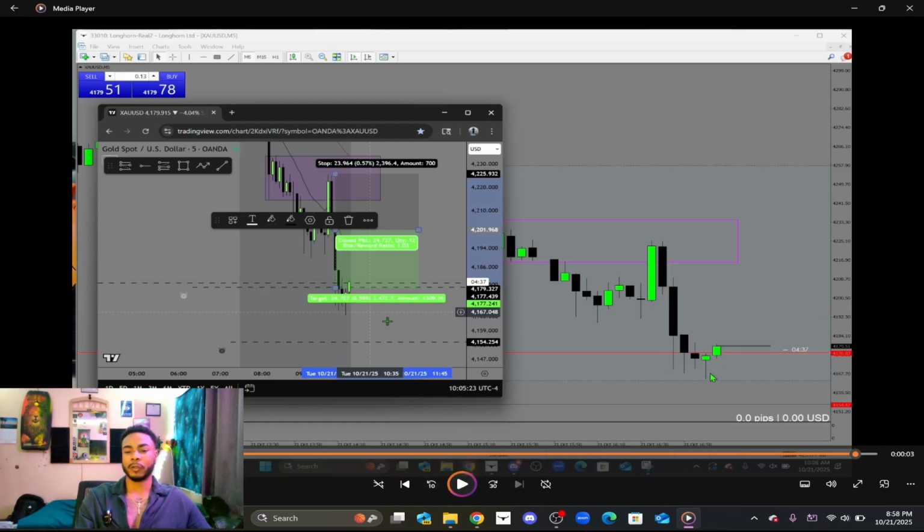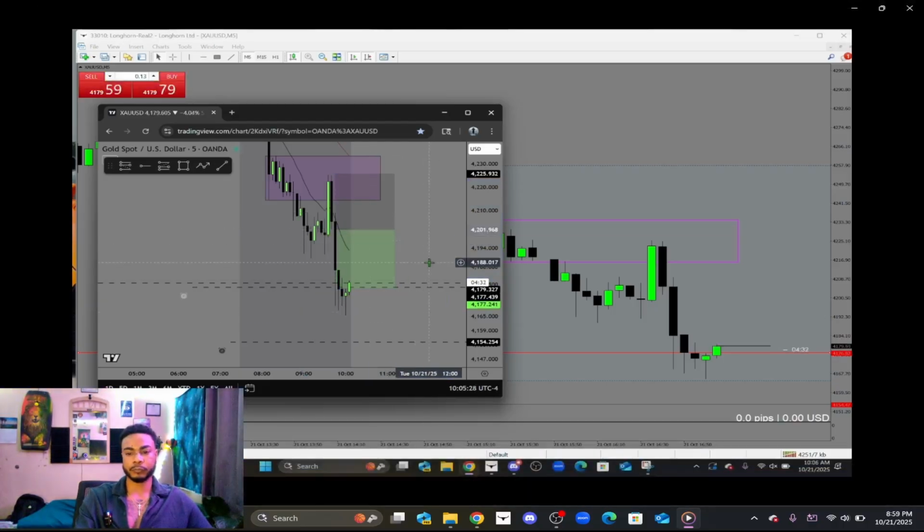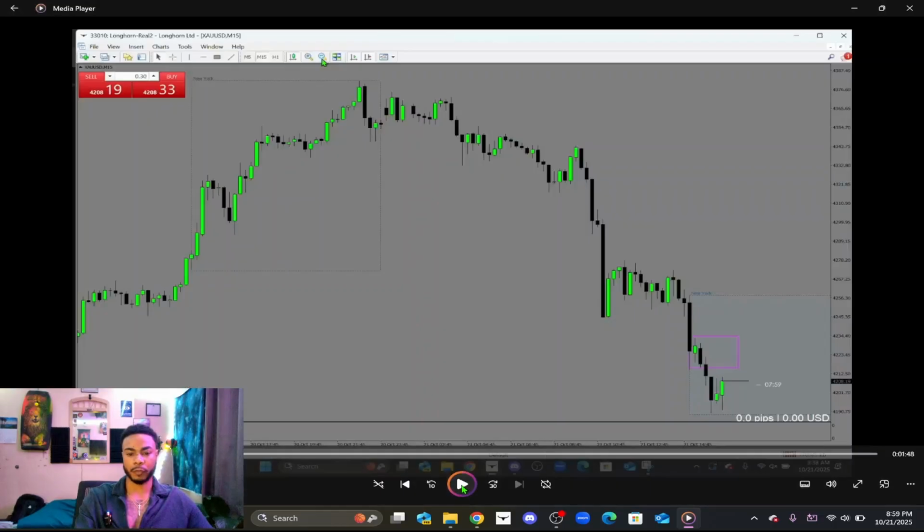So that's what happened. The next candle opened. Price started pushing back up above the red line, and I got out of the trade. I was like, screw that. And then that was basically it.